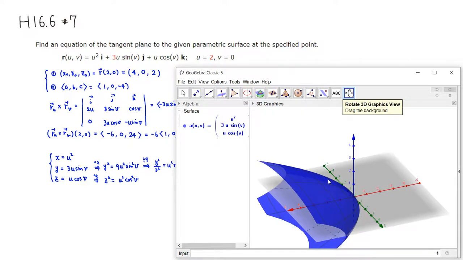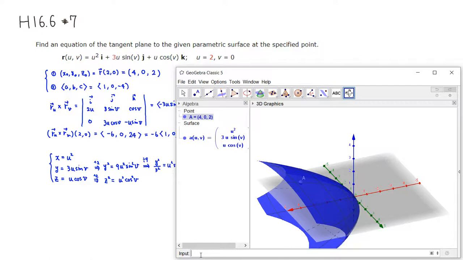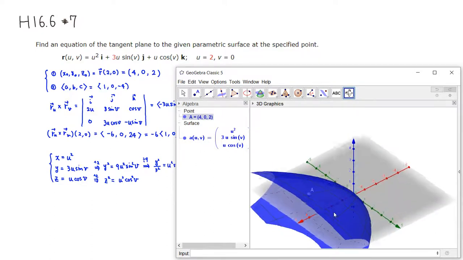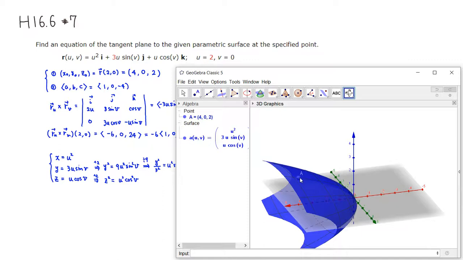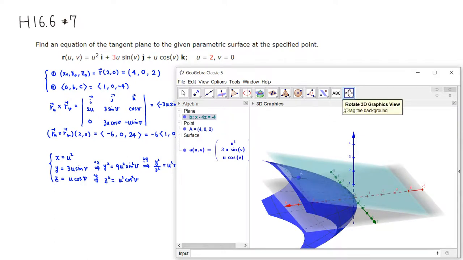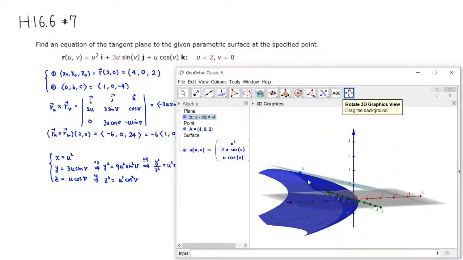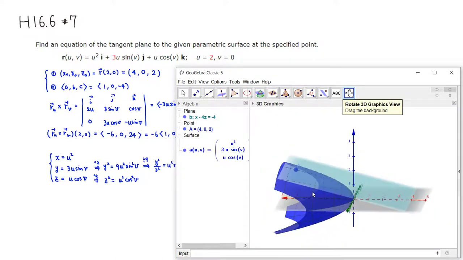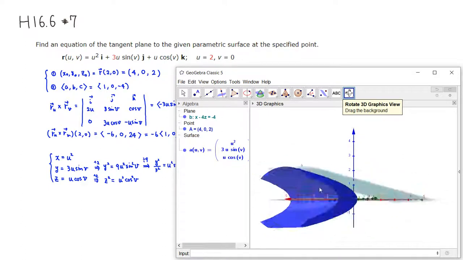Then we want to find the tangent plane at (4, 0, 2). If you locate the point (4, 0, 2), it's going to be up here. You can see here's a point right there. Then the tangent we found was x minus 4 times z minus 2 equals 0. I'm going to go ahead and sketch it. You can see it touches right at point A there. It looks pretty good.